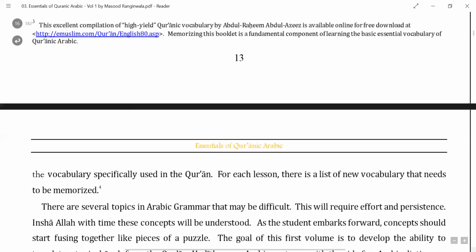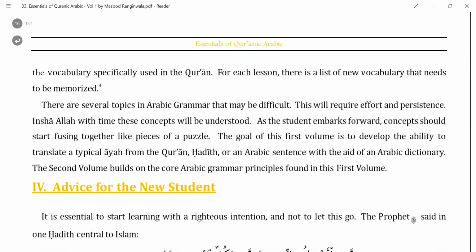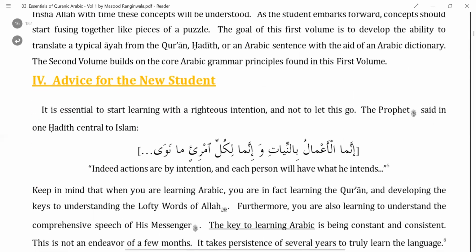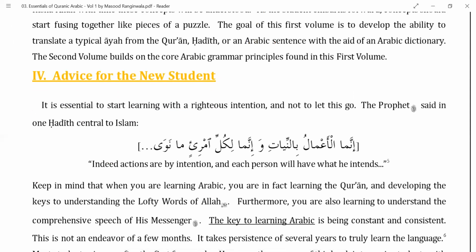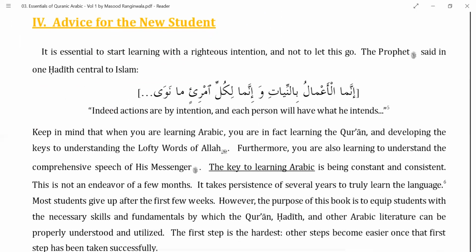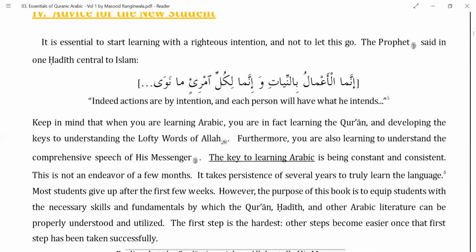He has mentioned how the book is organized, what all is there, like there are review questions at the end, and also it's just about the book. And if you are a new student, there is some advice for you here as well. And let me just go over a few points from here.